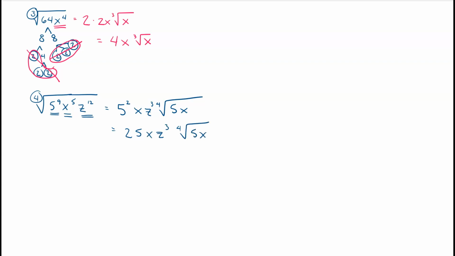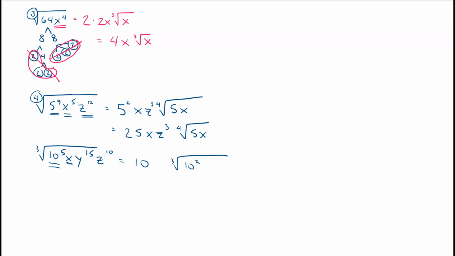Try this one more. The cube root of 10 to the 5, x, y to the 15, z to the 10. Simplify as much as possible, please. All right, looking at the first term, how many sets of 3 do we have? We've got 1 set of 3. We would have 2 10s left over.